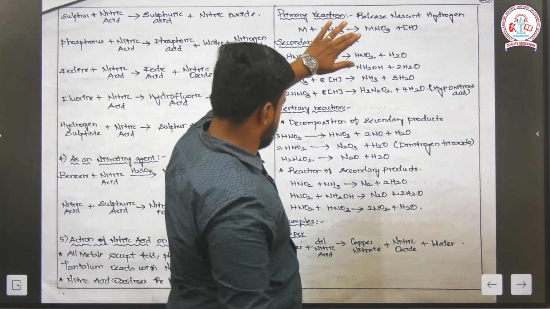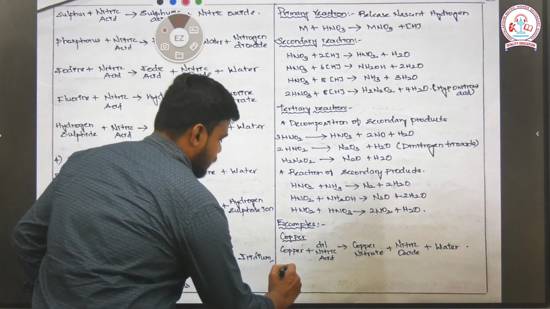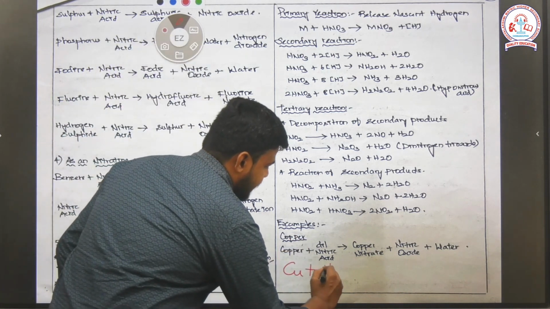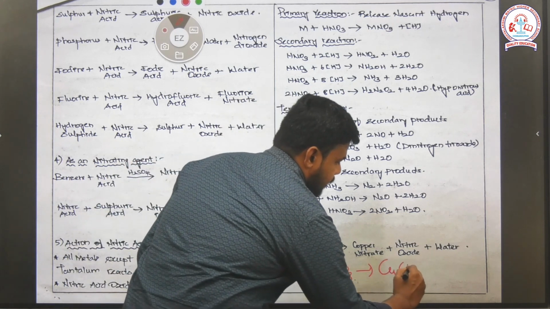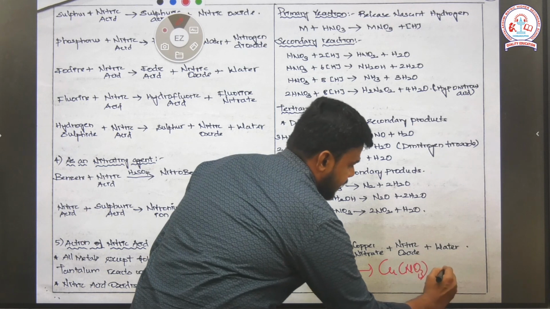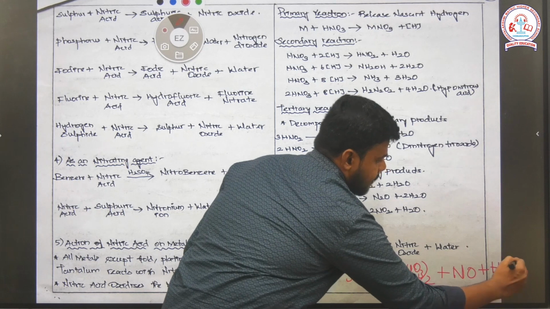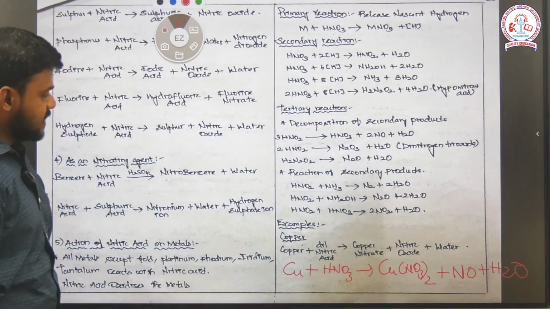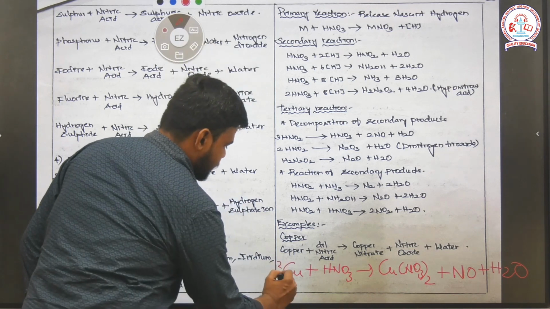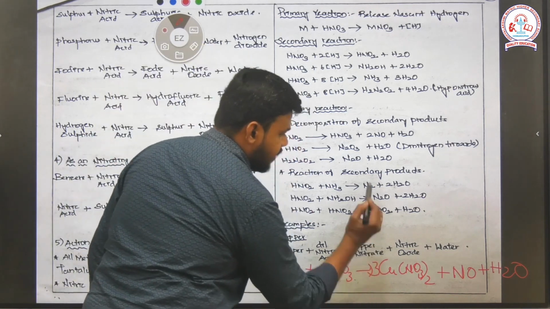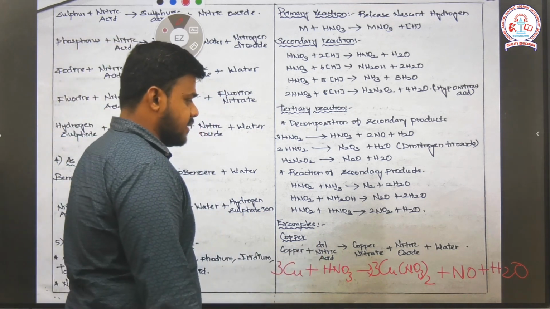The reaction with copper actually includes the dilute nitric acid. Copper reacts with nitric acid to form copper nitrate, nitric oxide plus water. So this is the reaction. The reaction goes like copper reacts 3 times. So here it is 3. So I have to make the nitrogen get balanced.